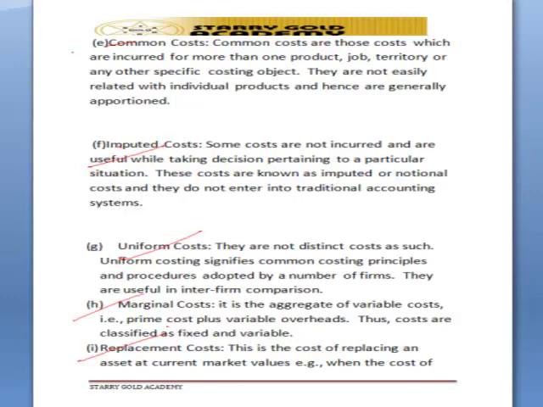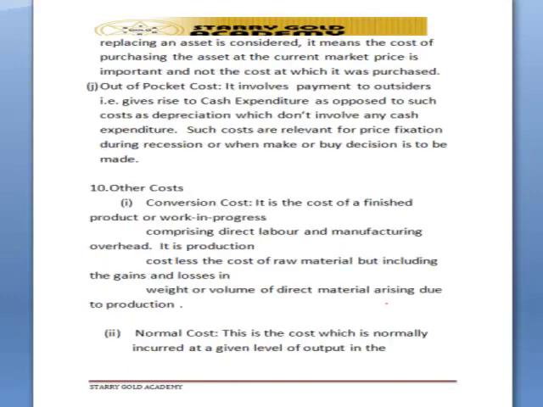It is important, not the cost at which it was purchased, but the cost of replacing it at the current market price. So we call that replacement cost. So that is what we mean by replacement cost.